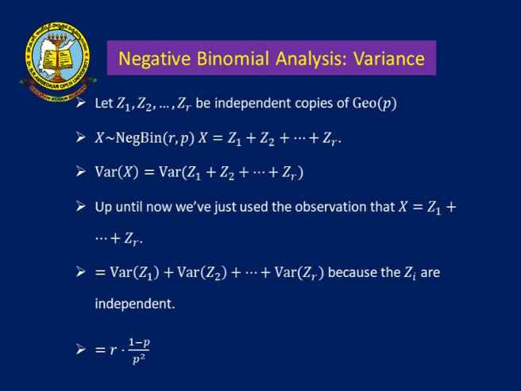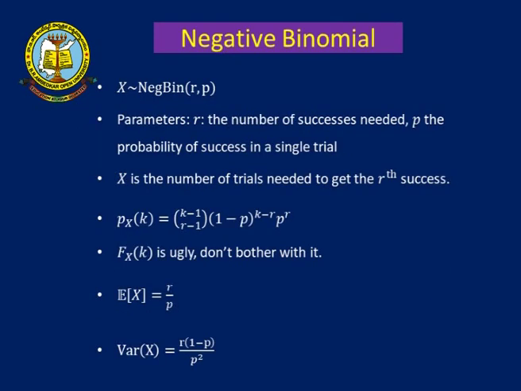So when independent, that is R into 1 by P, 1 minus P by P square. What is negative binomial? The parameters are R, the number of successes needed, and P, the probability of success in a single trial; the random variable is the number of trials needed to get the Rth success. Know that formula: P of x equals k is k minus 1 C R minus 1, P power R, 1 minus P whole power k minus R. The CDF is ugly, do not bother with it. So the mean of x is equal to R by P. Variance of x is equal to R into 1 minus P by P square.